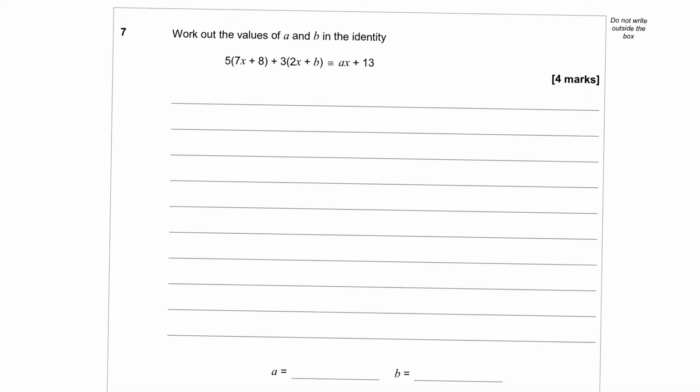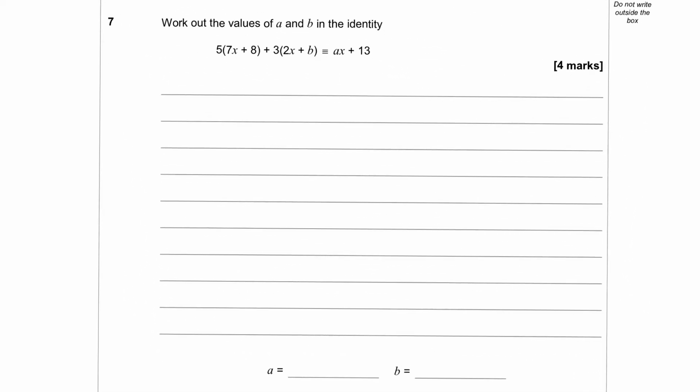And then having a look at question 7, it says work out the values of a and b in this identity. We can see that we've got factorized brackets. So the first thing that we're going to do is, on the left-hand side of the three-line identity sign, expand the brackets. So that's going to give us 35x plus 40 plus 6x plus 3b, which is equivalent to that.